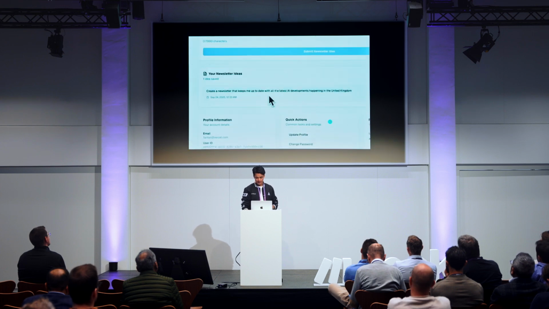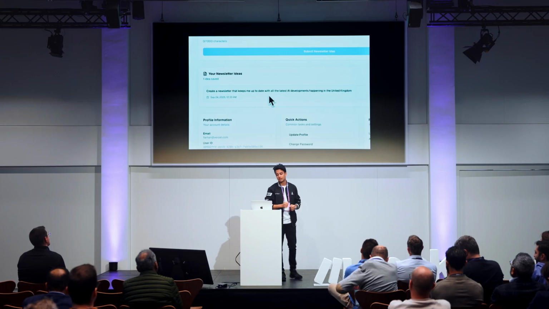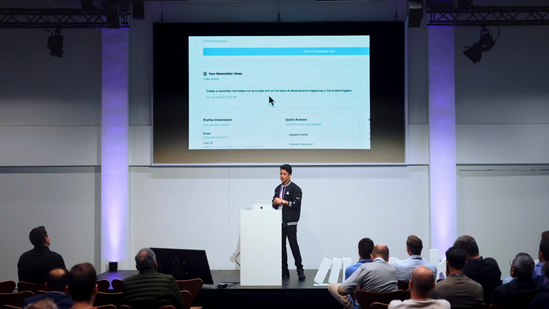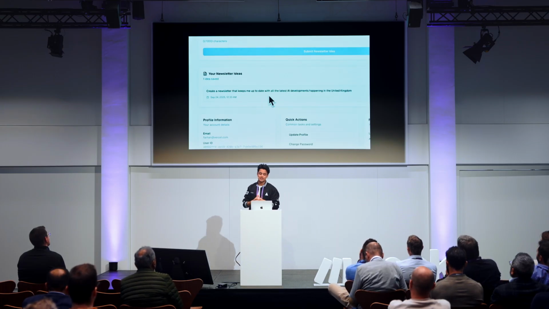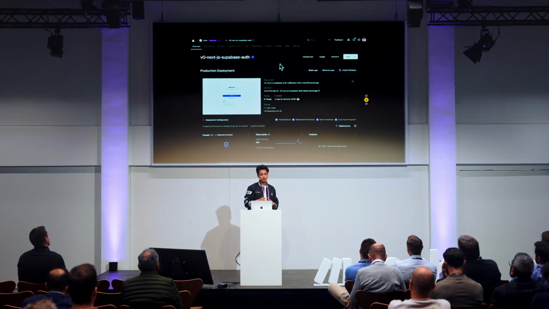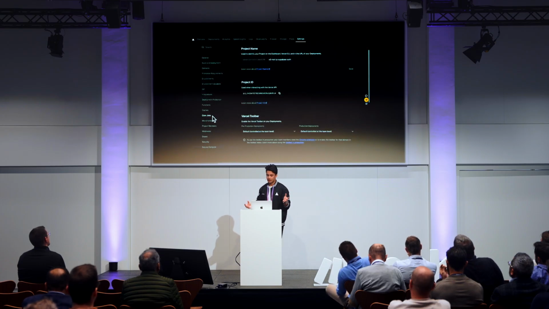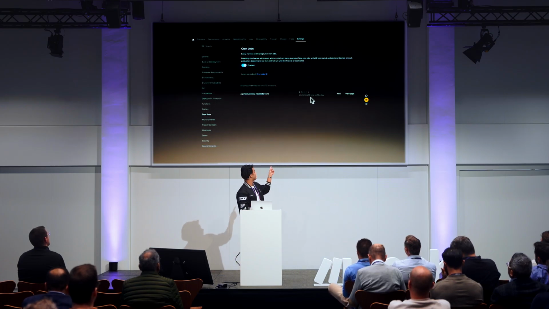Now, coming back to the app, if I go to it, I can see that I've got this prompt in. I could add in another one if I wanted to. Create a newsletter that keeps me up to date with the latest AI developments happening in the United Kingdom. Now, I can wait until Monday 9 a.m., but I think we've all got better things to do right now. So I'm going to go to Vercel, and I'm just going to run the cron job and see what it looks like.